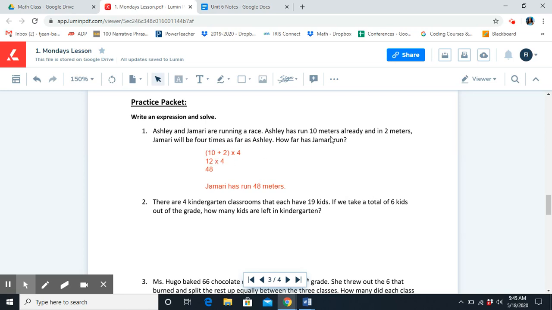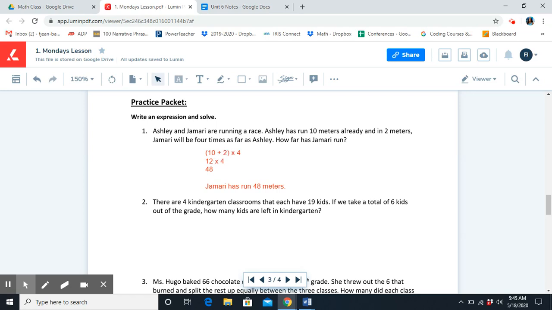We know that Ashley has already run 10 meters. And in 2 meters, Jamari will be 4 times as far as Ashley. So we have to add those 2 meters onto Ashley's total meters and then multiply it by 4 to figure out how far Jamari has run.